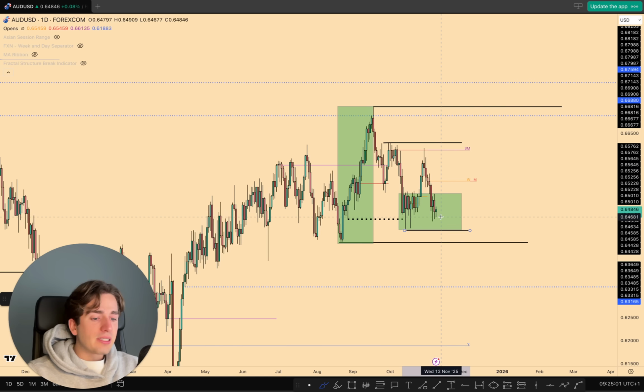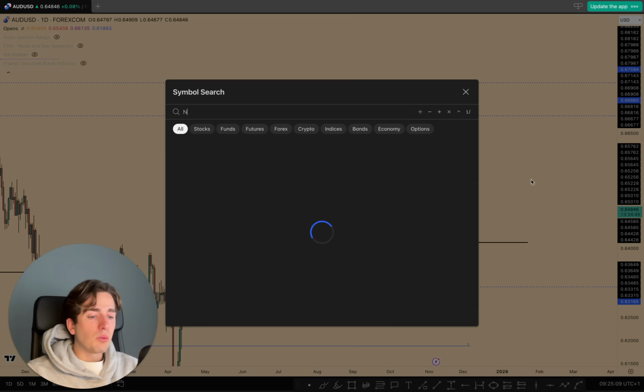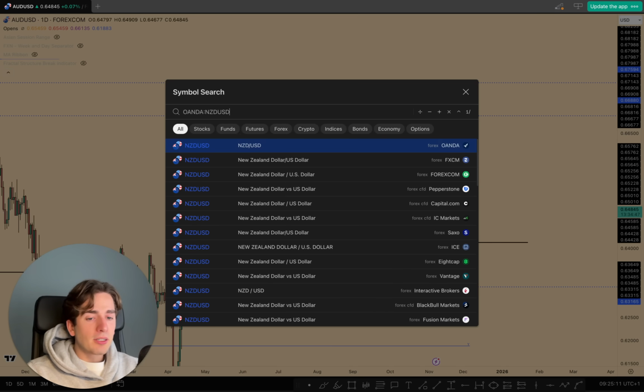Therefore, I would preferably see another sweep of the lows, and then maybe in the future we can look for longs again. But for myself, this is just too low probability of a setup, and therefore not a setup that I'm actually willing to take at this point in time.